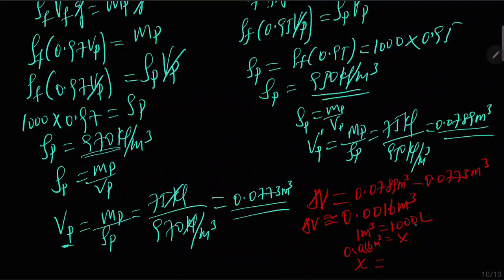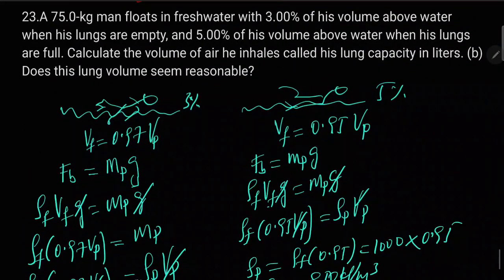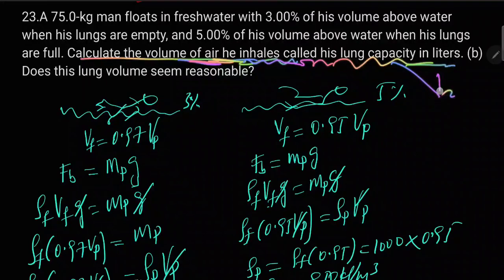So x is 1000 times 0.0016, which is 1.6 liters. So the volume, the lung capacity, is 1.6 liters.